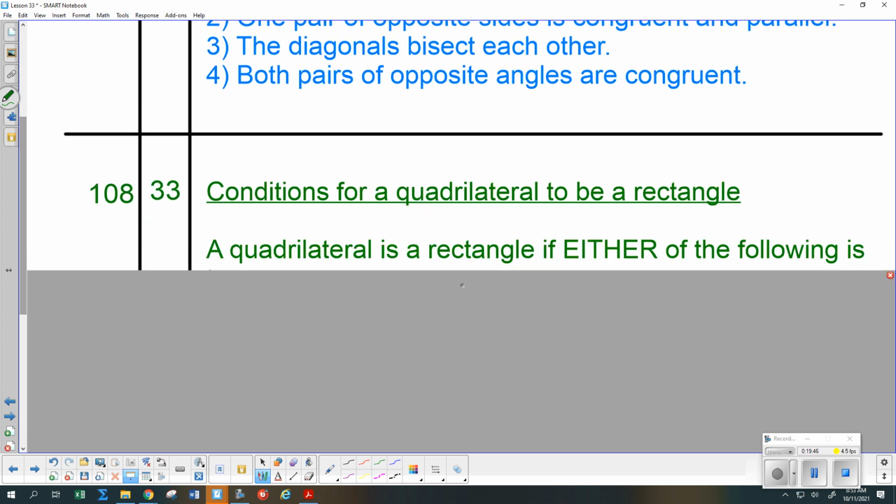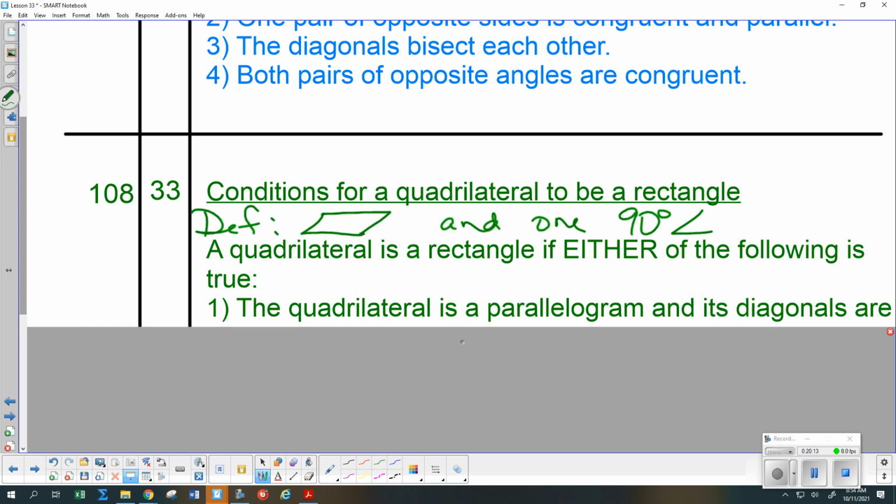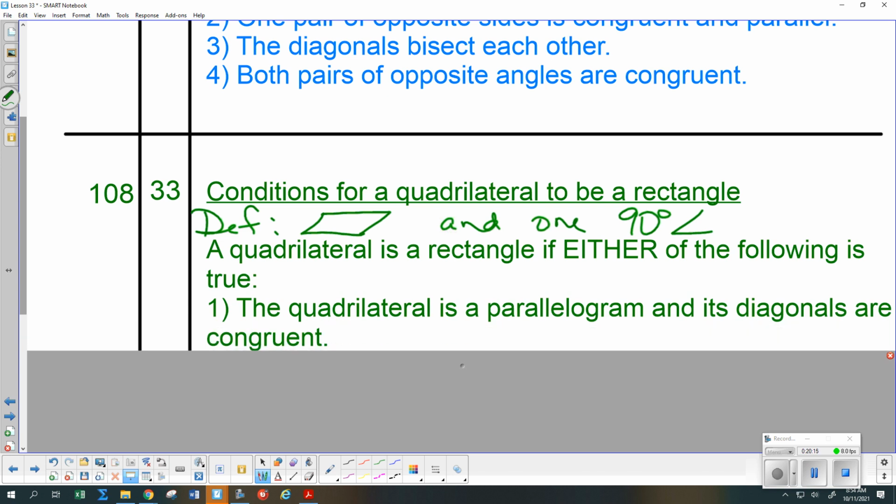For a rectangle, we could satisfy the definition. We could say it is a parallelogram and one right angle. So we could do any of those ways of saying it's a parallelogram, plus we know it's got one right angle, and that would be enough to say that it's a rectangle. Or we could know it's a parallelogram, and we could know the diagonals are congruent. That would mean it has to be a rectangle.